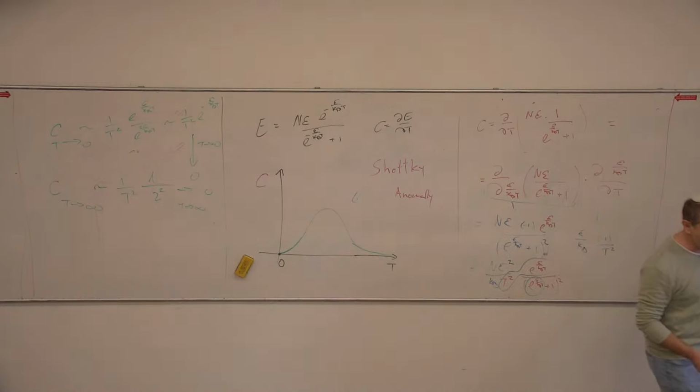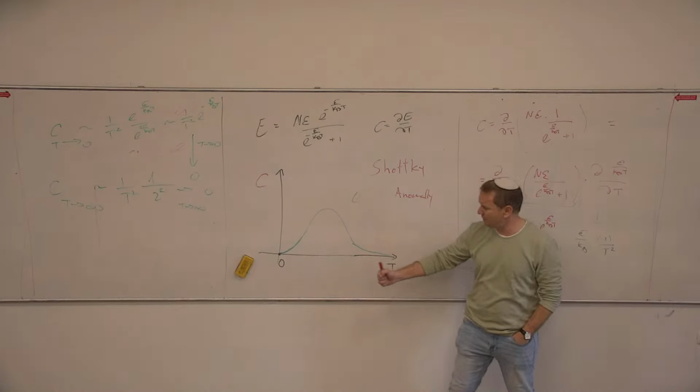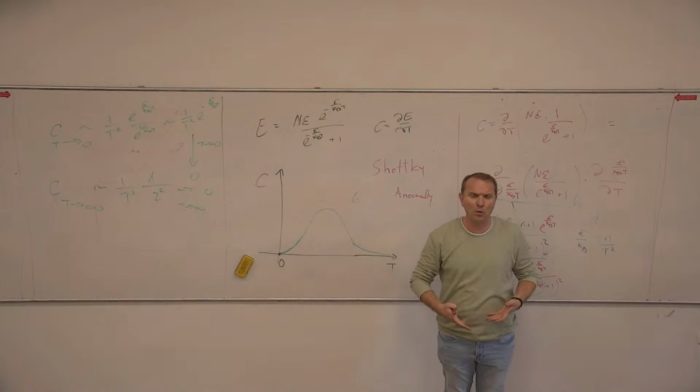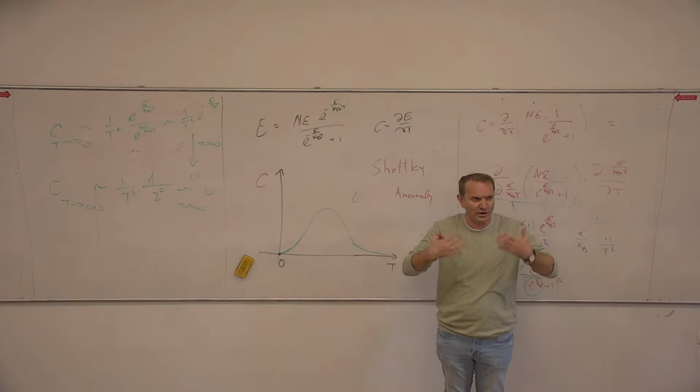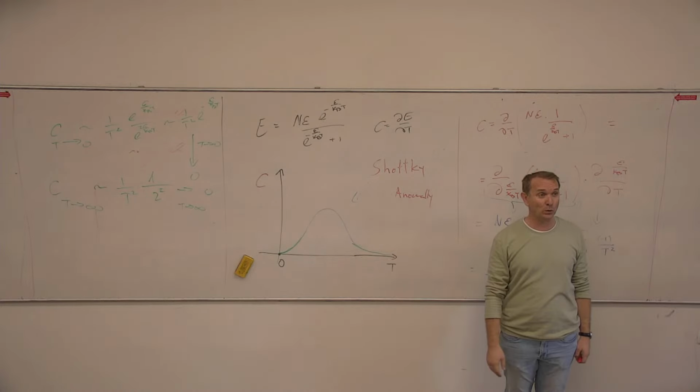So why is it called an anomaly? Think about it. I heat the system up, the heat capacity goes down. So the energy grows. I heat the system more, the energy grows. I heat the system more, the energy should grow because I'm heating this thing on and on and on and on. Why does the heat capacity go down?